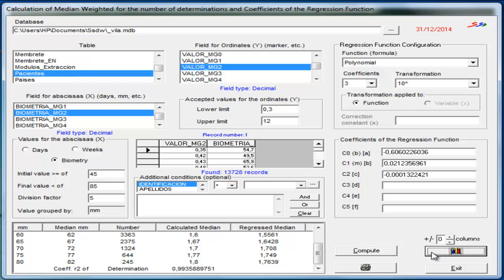And that's all about the automatic calculation of medians with ssdwlab5.